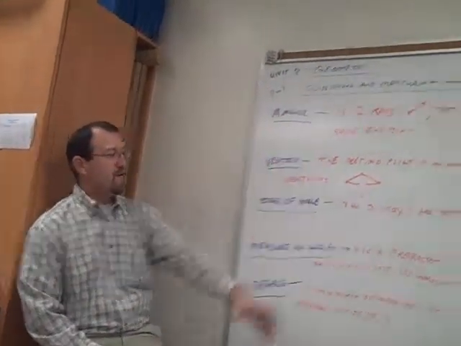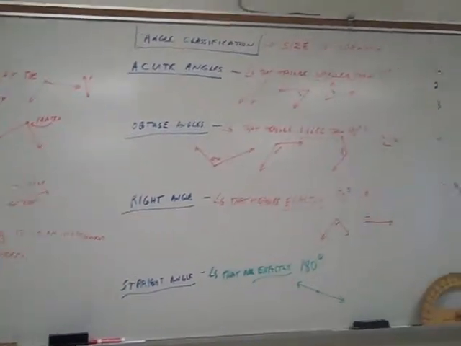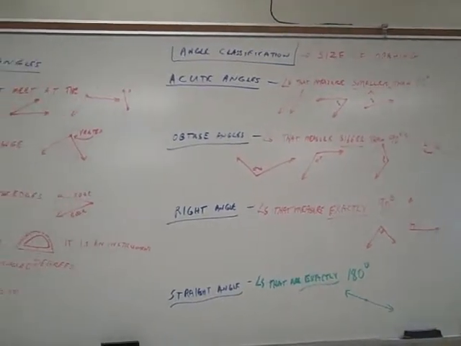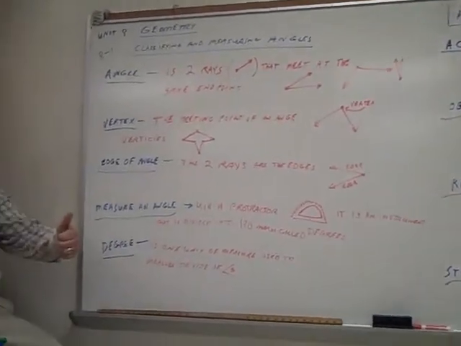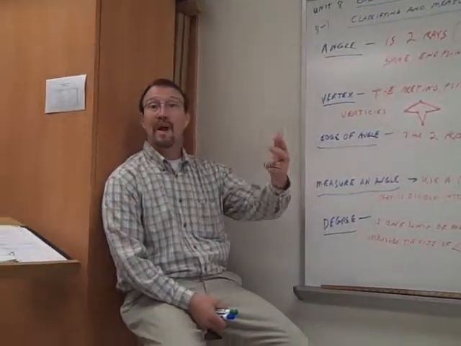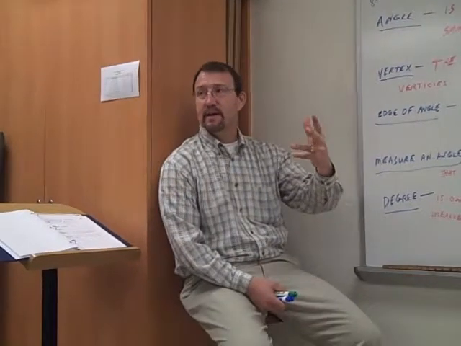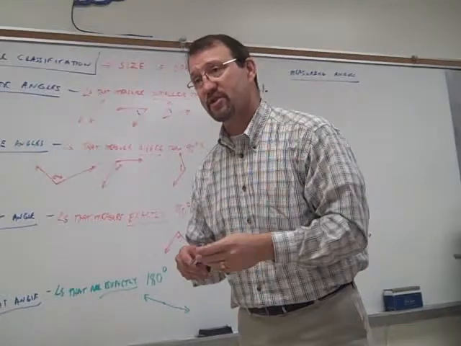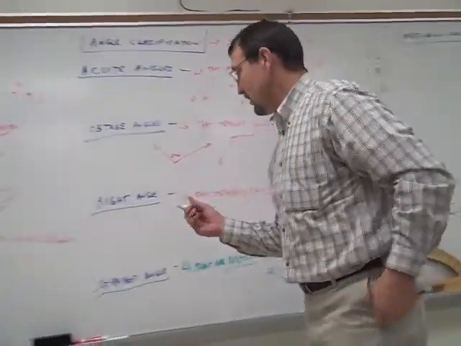Now we've got our angle classifications. We can look at angles and we can tell what they are, correct? Whether they're acute, obtuse, right, or straight. Now they're not going to be nice, neat angles that we have to classify. They're going to put them in pictures, especially on the tax test.